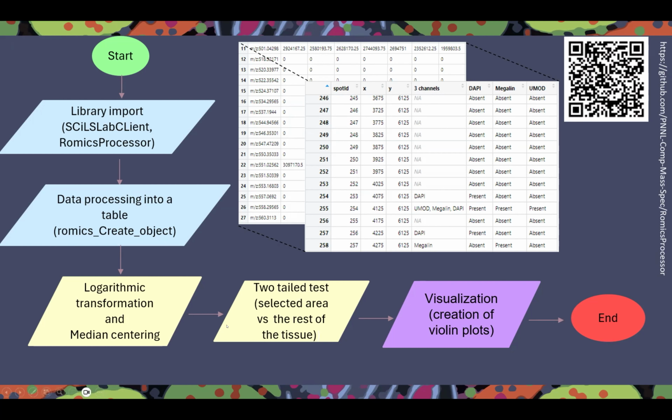After that step, we go on to perform a two-tailed test, two-tailed meaning that it will allow us to see either upregulation or downregulation of the molecules at a certain region. And it will compare a selected area or a tissue functional unit that we're interested in to the rest of the tissue in the statistical analysis. And once we have our results, we then want to visualize the results by creating violin plots.